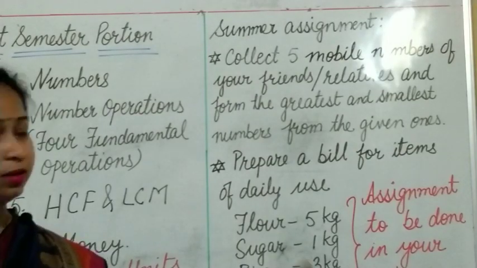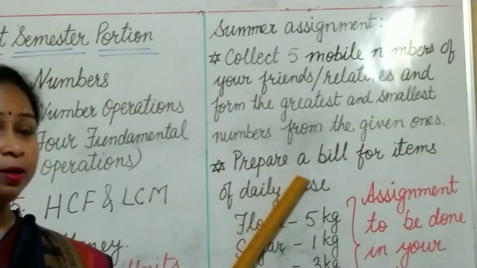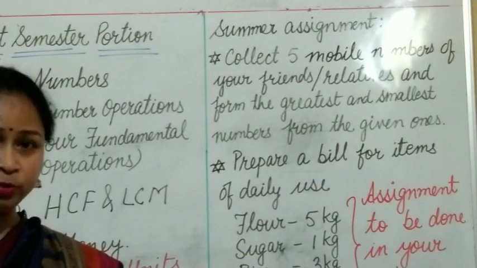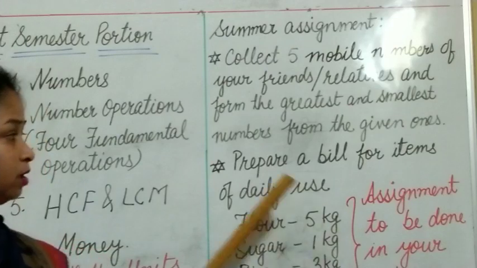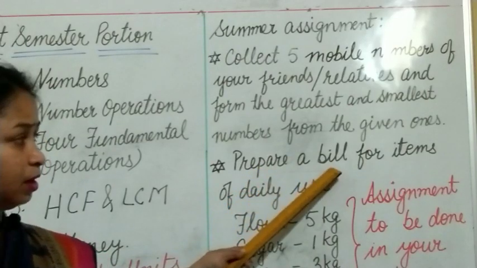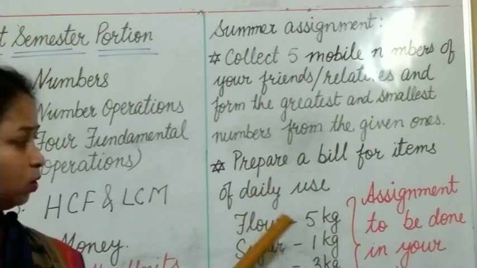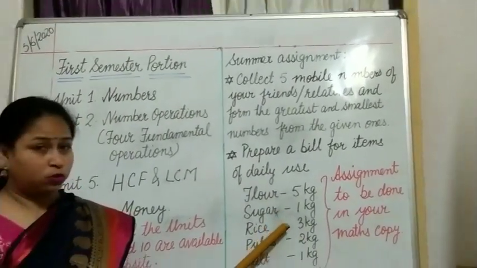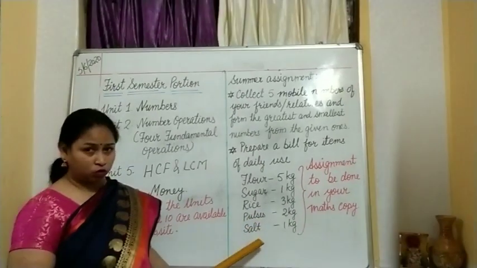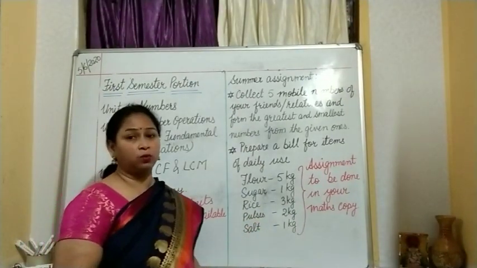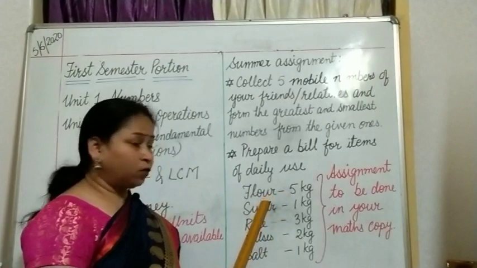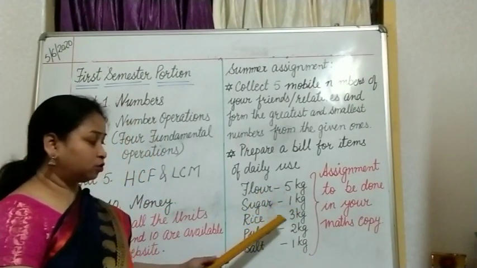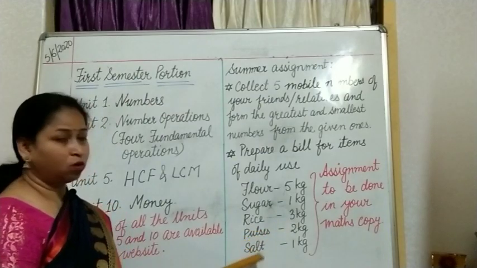Yes. Then the second question is, prepare a bill. Today itself, in the first period, I have taught you how to make a bill. So you have to prepare a bill for items of daily use. Flour, of course we use it daily, isn't it? Then sugar, then rice, then pulses, salt. Let us look at the quantity. So flour is 5 kg and sugar 1 kg, rice 3 kg, pulses 2 kg, salt 1 kg.